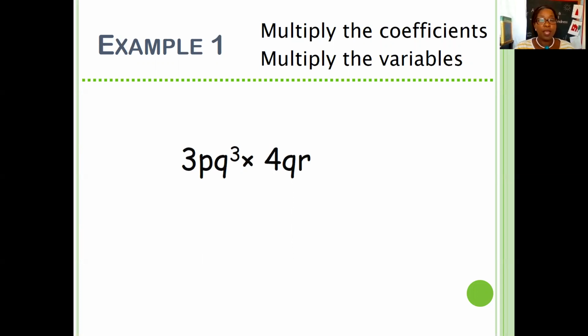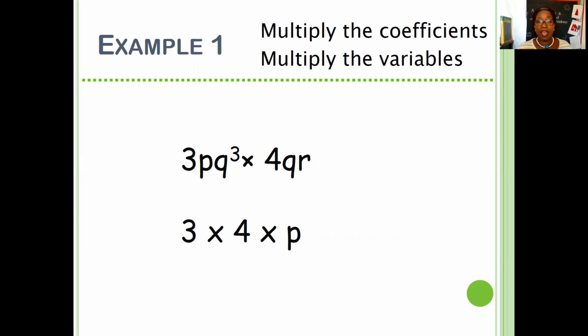Example 1, 3pq to the 3rd power times 4qr. So step 1, we're going to multiply the coefficients. What are the coefficients? 3 and 4. Excellent. Then we're going to start looking at our variables. The first variable, and we usually pull these in alphabetical order. Please remember that. Our variables are usually expressed in alphabetical order whenever we are calculating products.